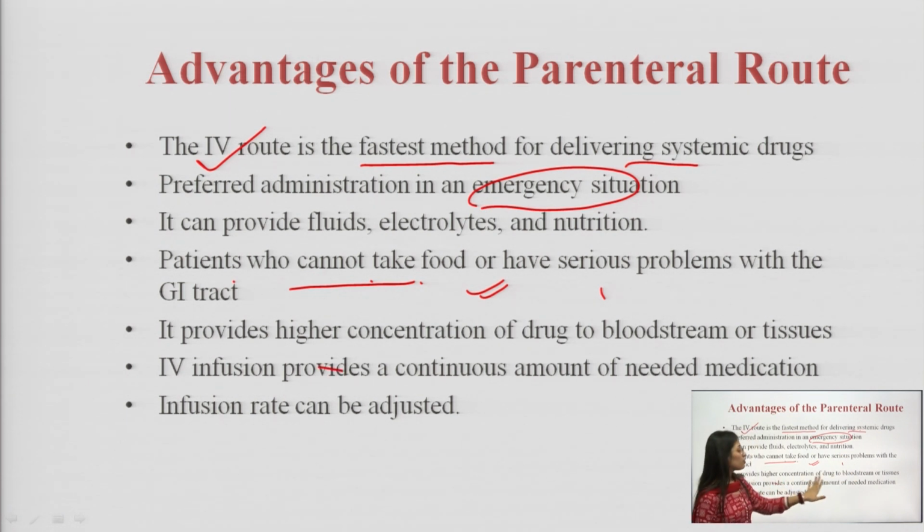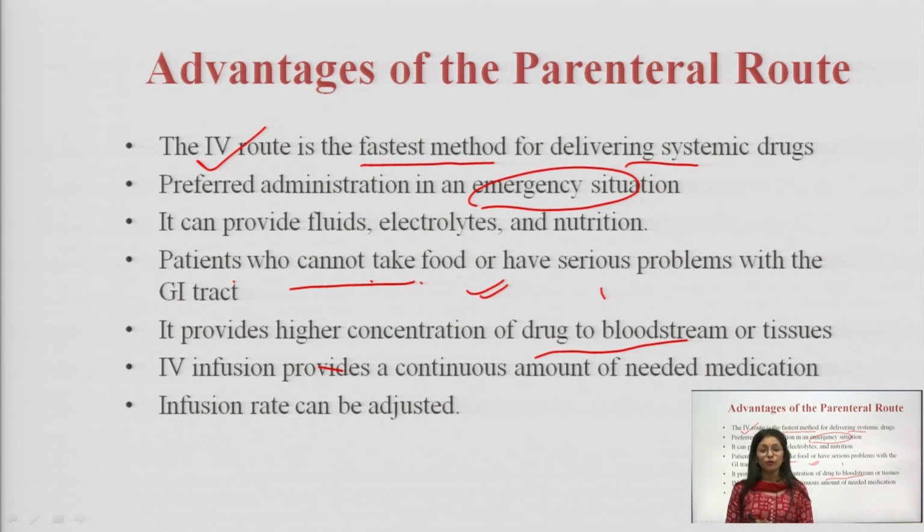It provides a high concentration of drugs in the bloodstream or tissues. Obviously, as we are directly incorporating our drug inside the bloodstream, it can be used further for the patient. IV infusion provides a continuous amount of needed medication, and the infusion rate can be adjusted. You have seen in hospitals there are drips being placed. We can adjust the speed of the drip by means of the infusion rate.